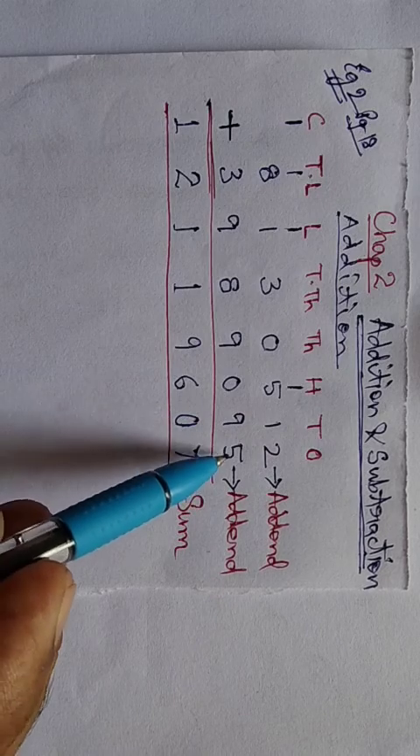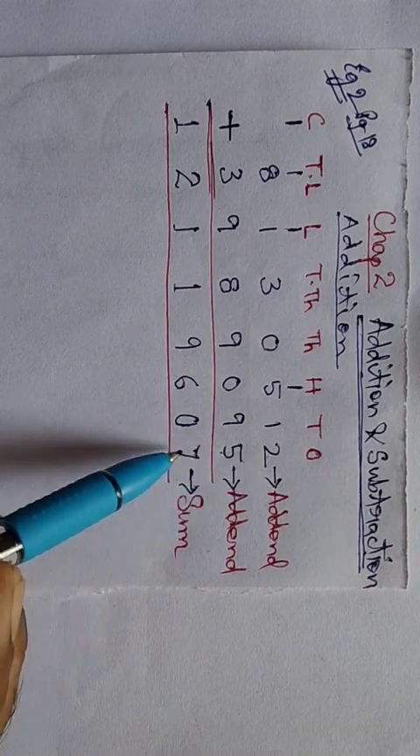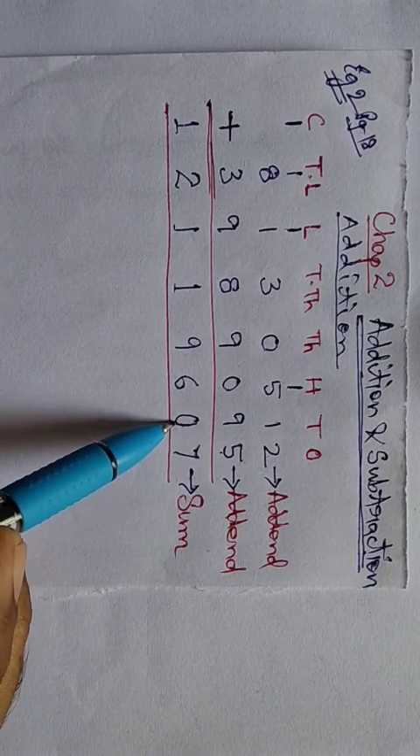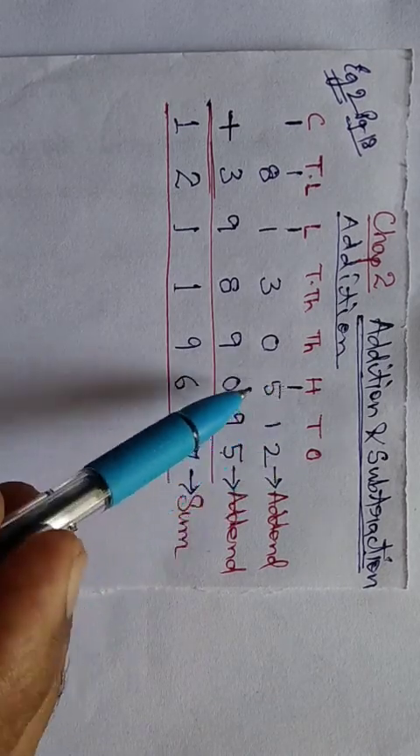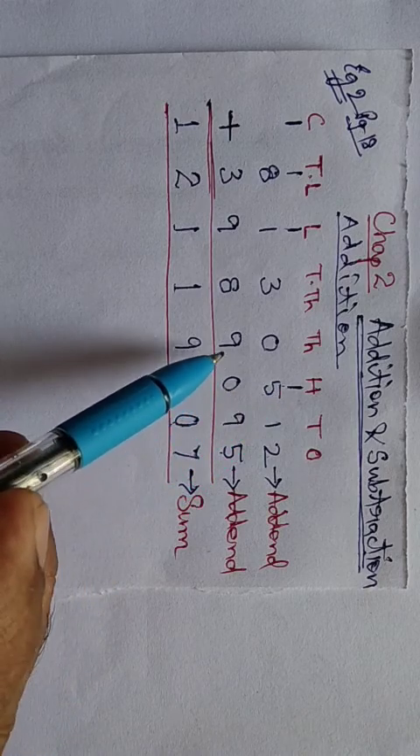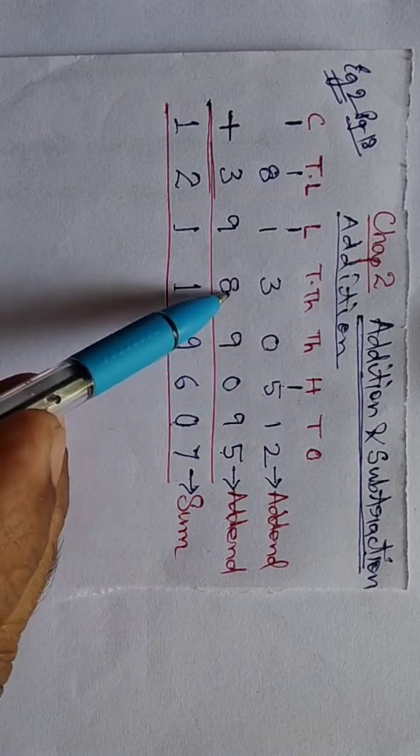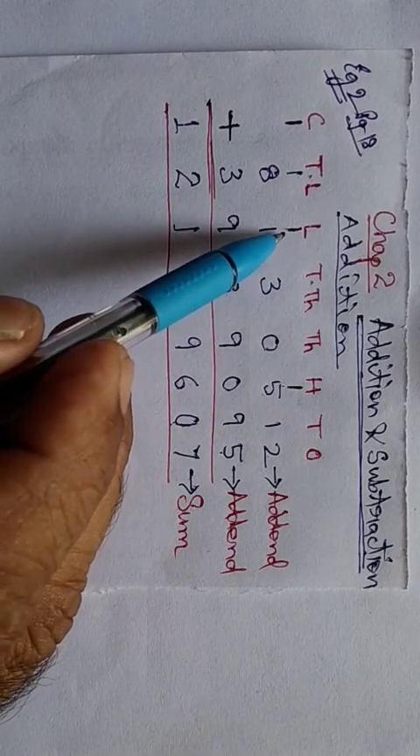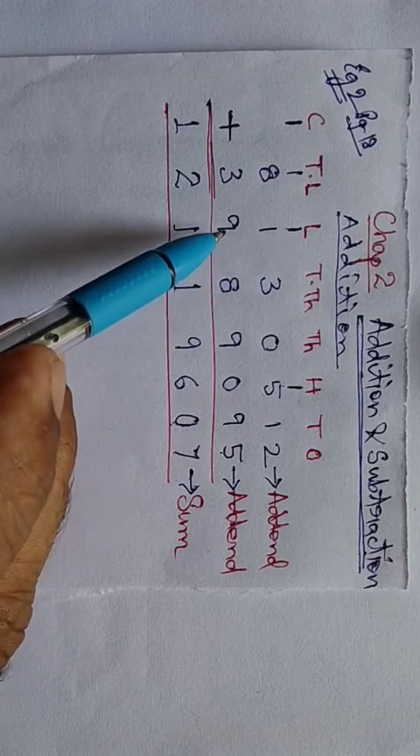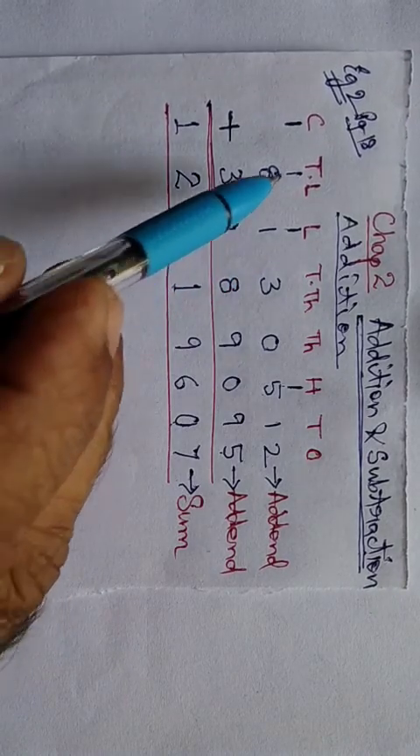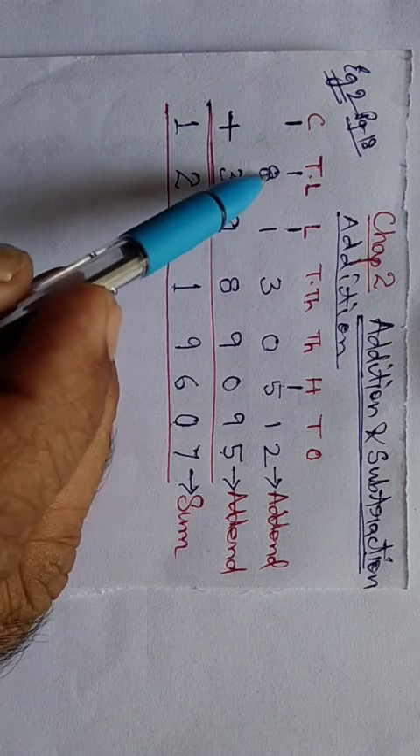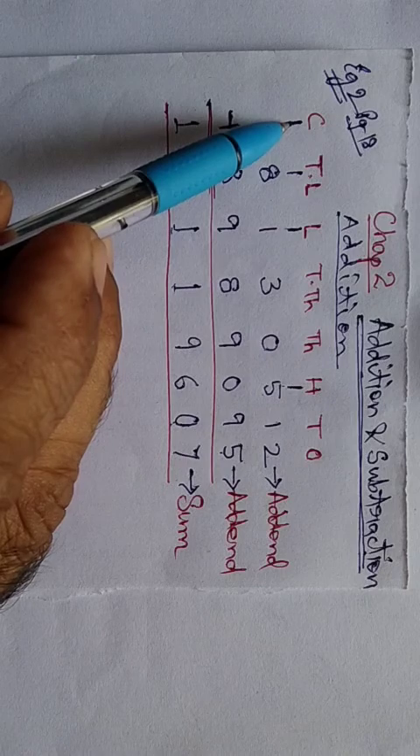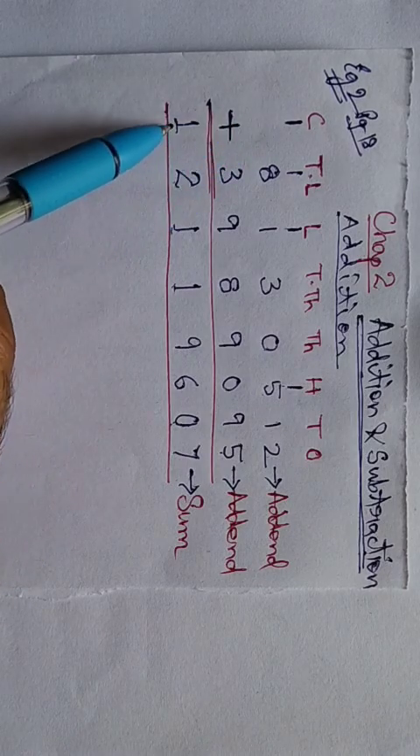Now children, let us add. 5 plus 2, 7. Now 9 plus 1, 10. Write 0 here, carry over 1 here. 5 plus 1, 6. After that 9 plus 0, 9. 8 plus 3, 11. Write 1 here, carry over 1 to the lakhs column. And 1 plus 1, 2. 9 plus 2, 11. Write 1 here, carry 1 to the 10 lakhs column. 8 plus 1, 9 plus 3, 12. Write 2 here and carry 1 to the crores column, and 1 plus 0, that is 1.